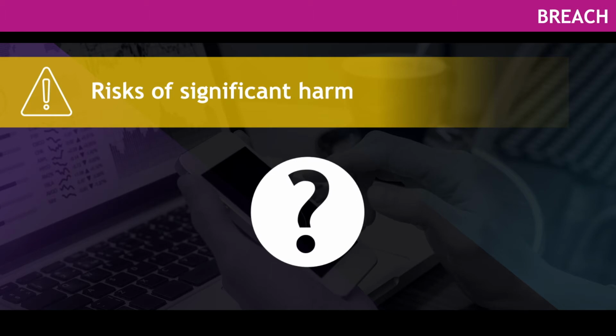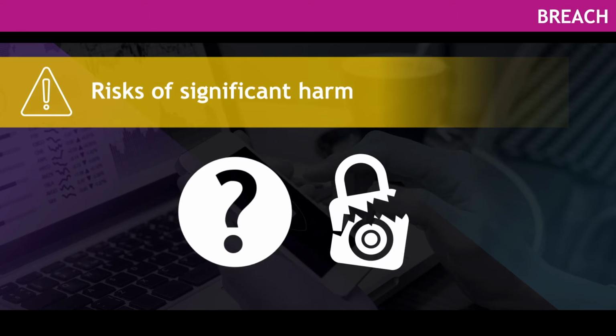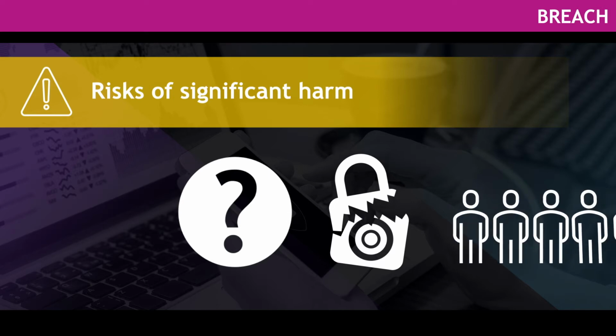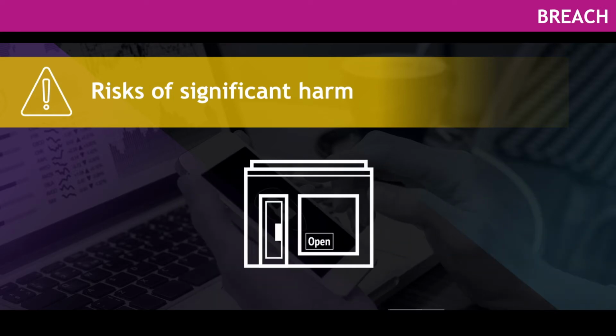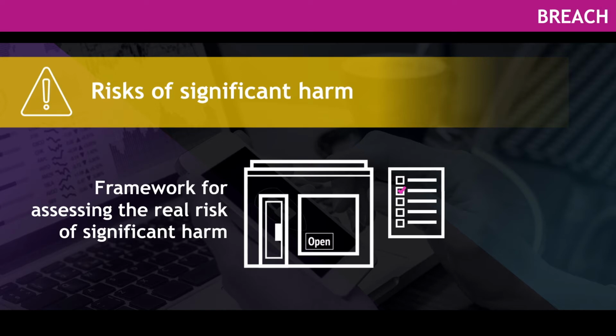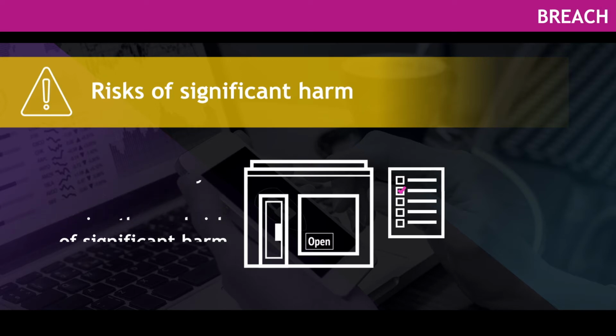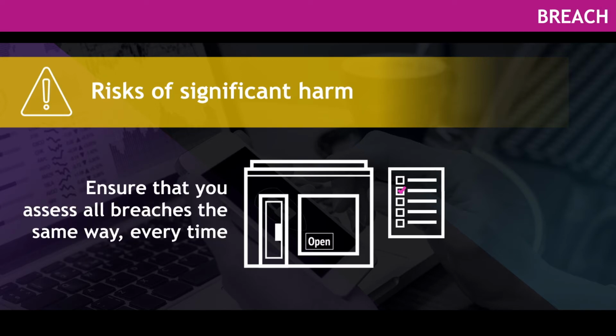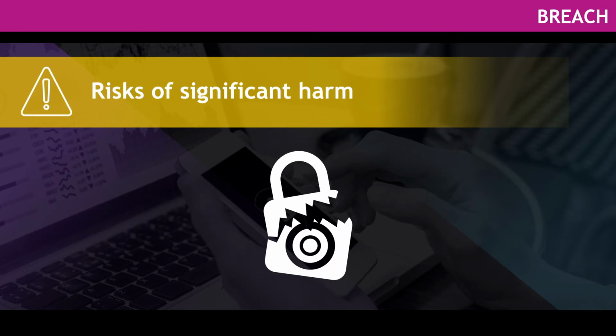So, how do you assess whether a breach of security safeguards creates a real risk of significant harm to one or multiple individuals? Your business should have a framework in place for assessing the real risk of significant harm. This will ensure that you assess all breaches the same way every time. Consider these two questions each time you assess a breach of security safeguards.